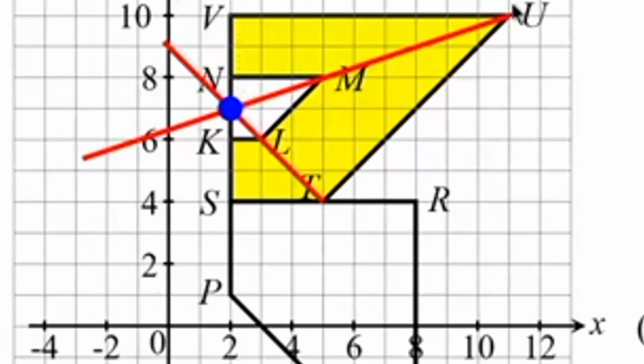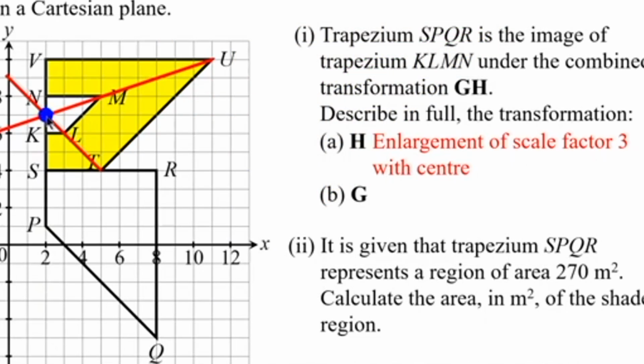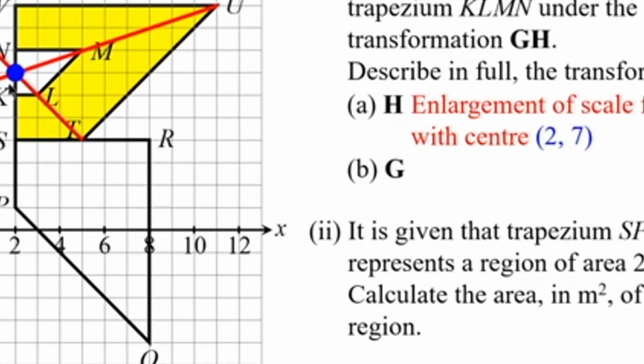So let's describe the transformation H. It is an enlargement with scale factor 3 about the center 2, 7, right? So you need to write 3 important keywords. The words that you need to spell correctly are enlargement, scale factor 3, and center 2, 7. Followed by the next transformation, which is G.